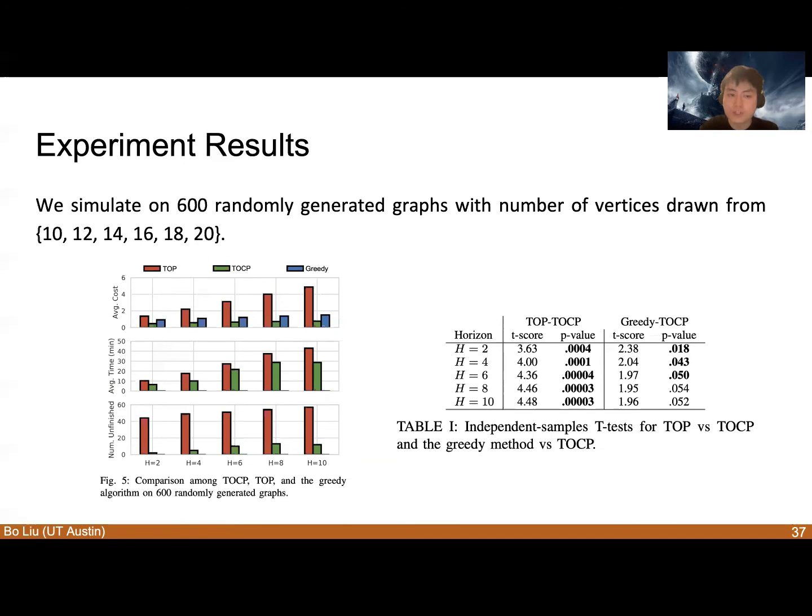On the top two rows, we show the average cost and the average computation time for all algorithms on a subset of 120 subgraphs where all algorithms can find a feasible solution. As we can see, TOCP always achieves the minimum average cost. On the right, in Table 1, we do independent samples t-tests for TOP versus TOCP and the greedy method versus TOCP. Basically, we show that TOCP outperforms the baselines significantly in most of the scenarios.